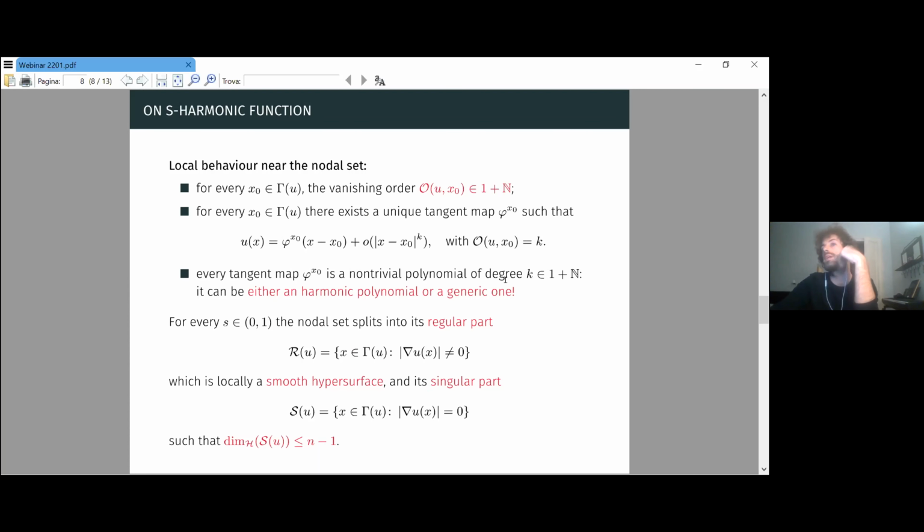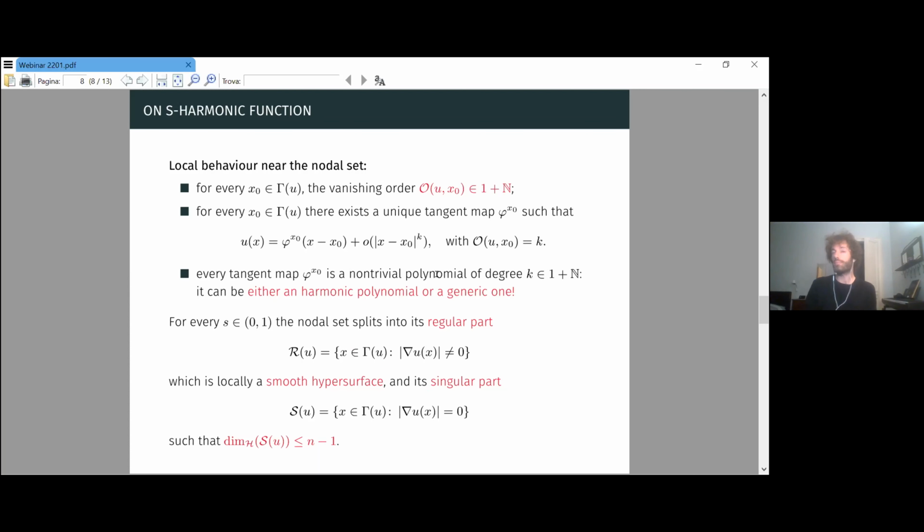But here you have another difference. While in the classical case your function is locally described by a harmonic polynomial, in this case locally phi of x zero can be any possible polynomial. So it can be a harmonic polynomial, but also a generic other polynomial. And the fact that you can have any possible configuration near the nodal set will affect the singular part, as we will see.